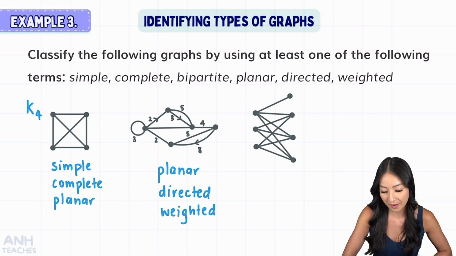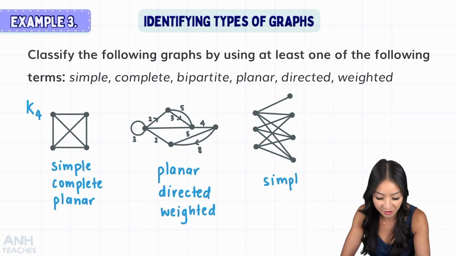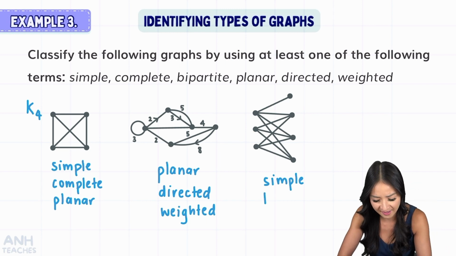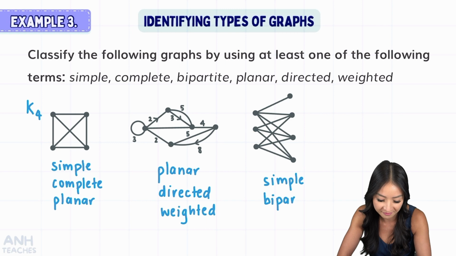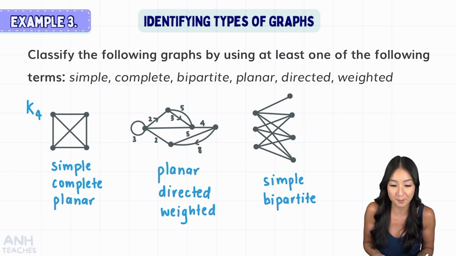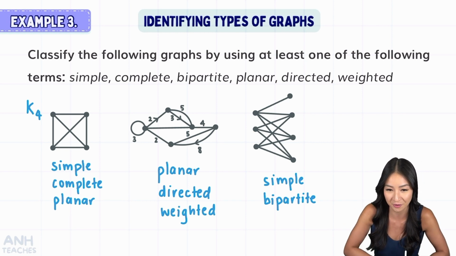Now, moving on to my third graph, it is simple because there aren't any multiple edges or loops. It is not complete. It is bipartite, and that's obvious to see when the graph is nicely set out like this. I can see that the vertices can be divided into two distinct groups, and that within each group, the vertices are not adjacent to each other. So every single edge starts at a vertex in one group and ends at a vertex in the other group.